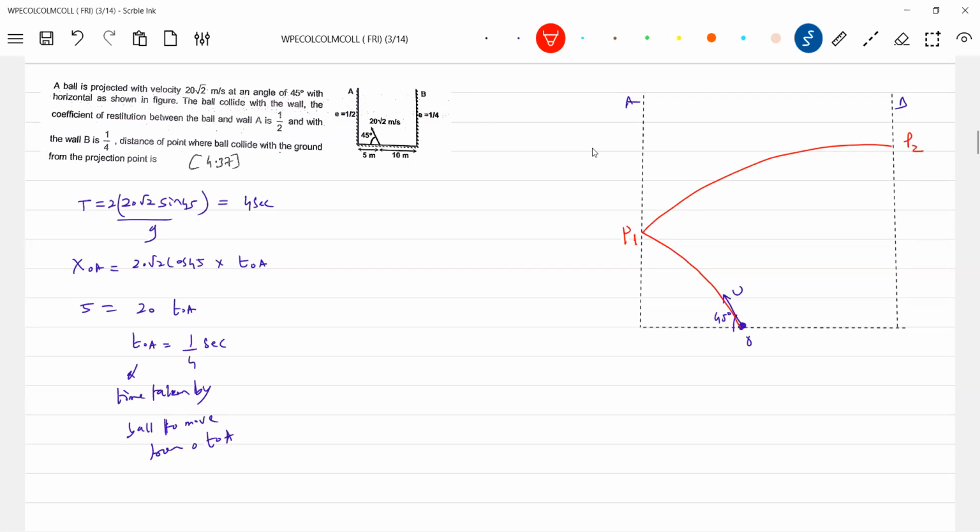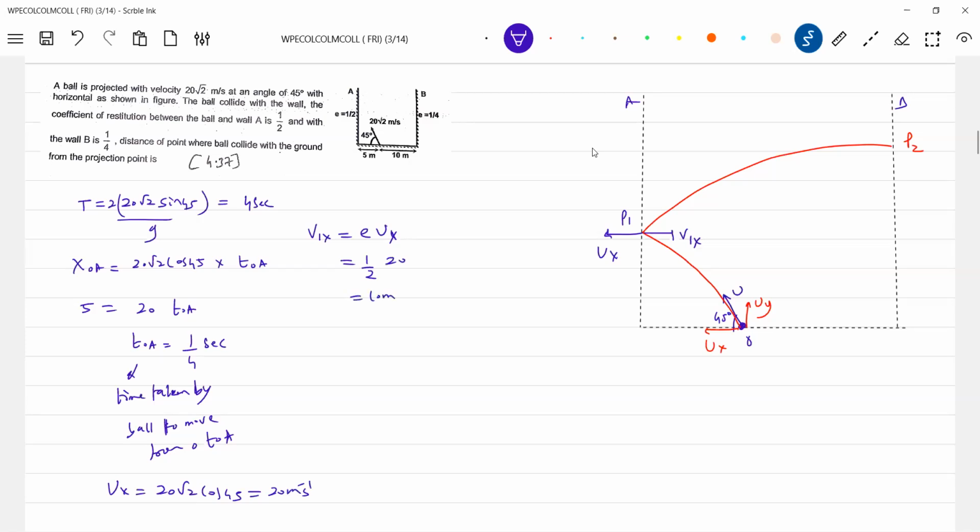Time taken to move from P1 to P2. The horizontal component of velocity will not change, you know. In all this, the horizontal component, and here it was approaching the wall with a velocity ux. After collision, it will become v1x. So what is v1x equal to? It should be equal to e into ux, 1 by 2 times ux. We'll calculate ux: 20 root 2 cos 45, 20 meter per second. So this will become 10 meter per second.